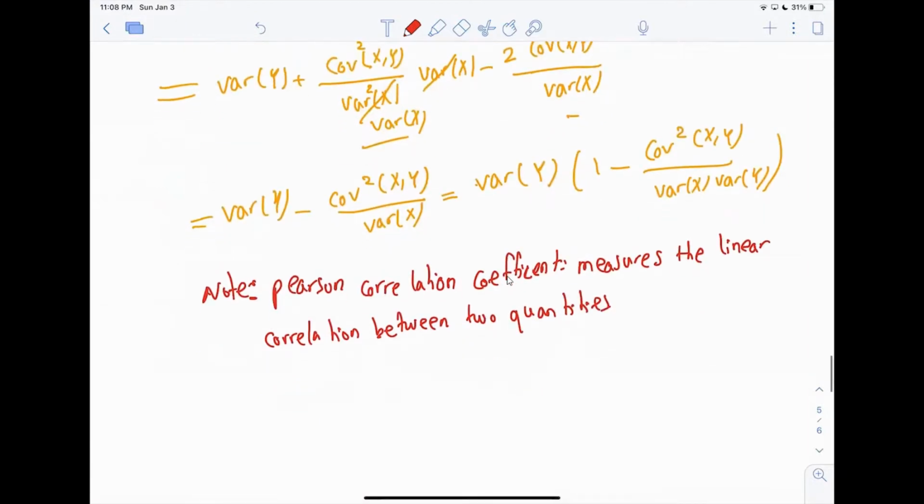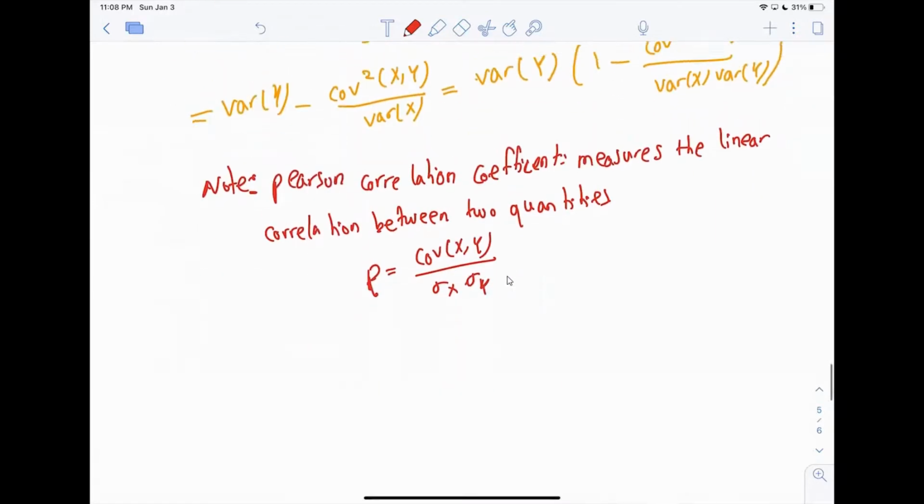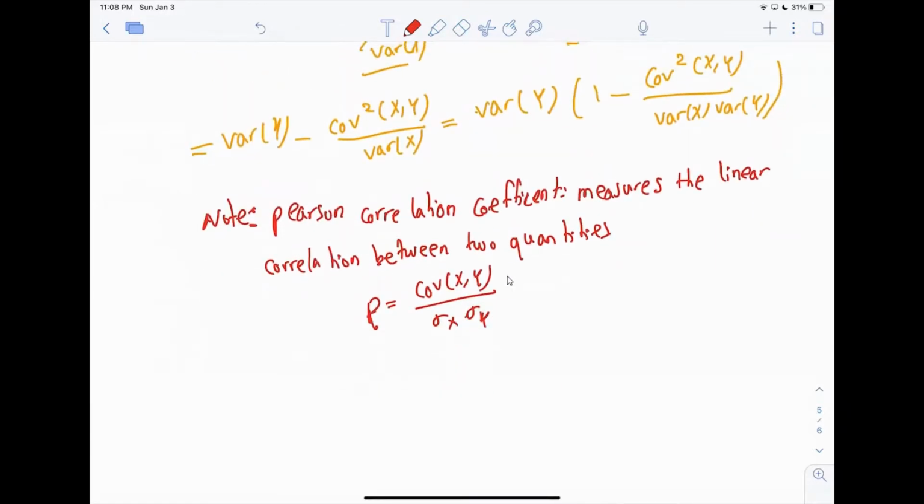What was the definition of that? It was denoted by rho, not p. Rho was equal to covariance of x and y divided by the standard deviation of x and the standard deviation of y. So we're almost there. Our result is going to be variance of y times one minus rho square. That's it. Because the standard deviation of x square is variance of x, the standard deviation of y square is variance of y. So if you square the denominator, you get variance of x times variance of y.